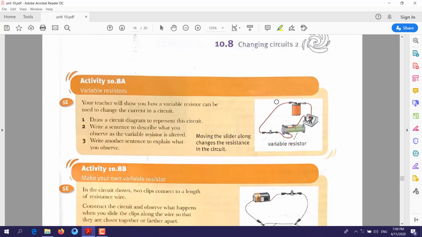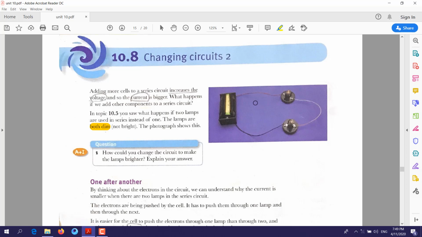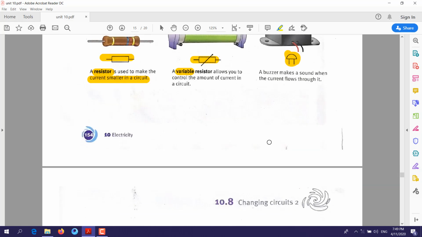Again, as in this example, why will the electric current be smaller in this electric circuit? Because there are 2 bulbs. If we add another bulb, and as much as we keep adding more bulbs, the current will be smaller. Why? Because the current is being resisted by the bulbs.